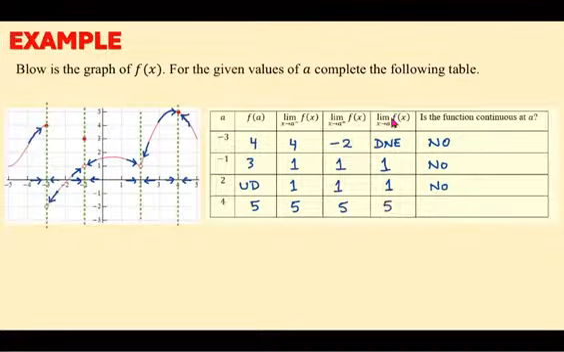And finally, the limit of the function is 5, and the value of the function is also 5. If the limit of the function and value of the function are exactly the same, the function will be continuous at that point. So in this case, yes, the function is continuous at that point. So this is how we can solve problems involving limits and continuity using the graph.